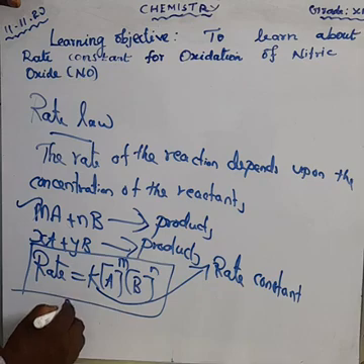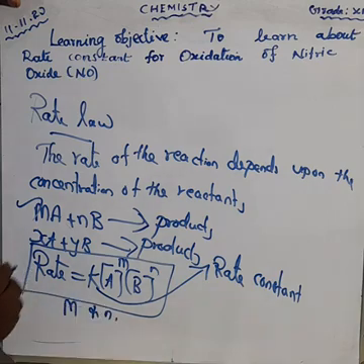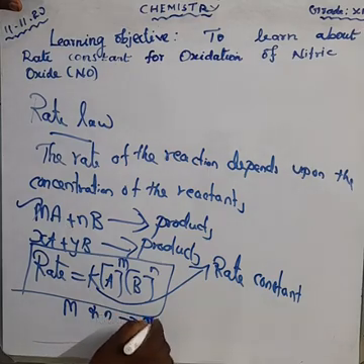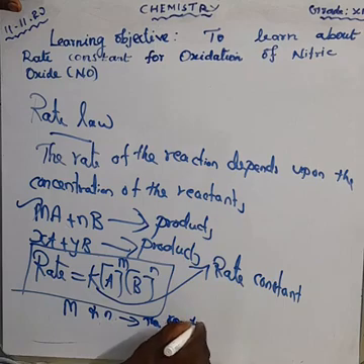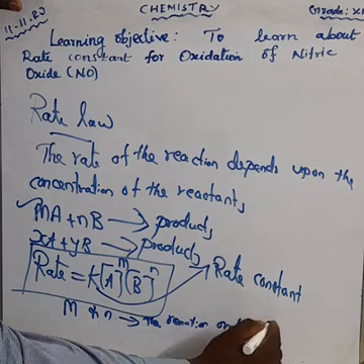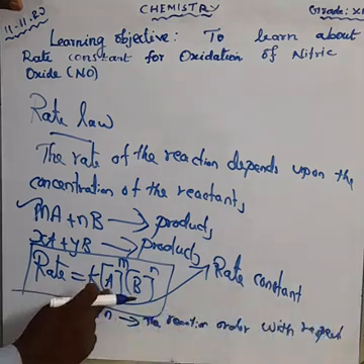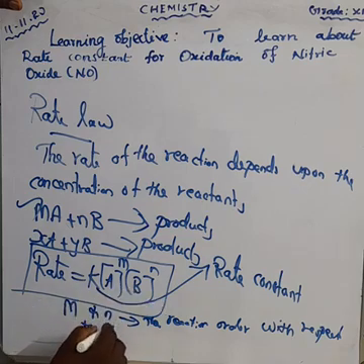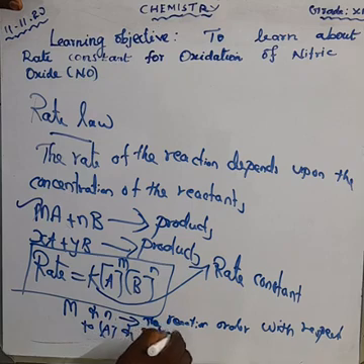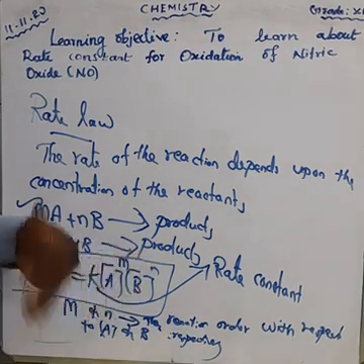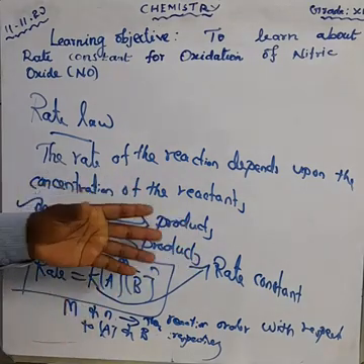m and n represent the reaction order with respect to A and B respectively. m and n are the order of the reaction with A and B respectively.